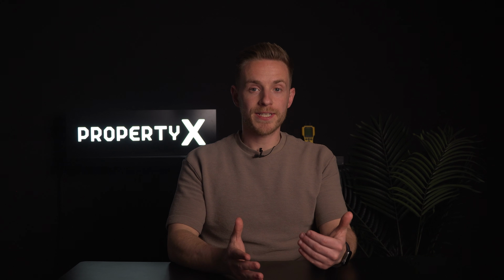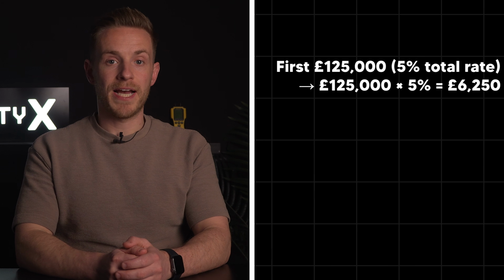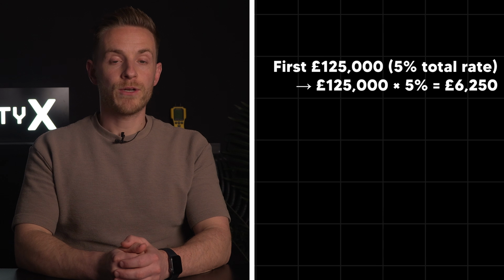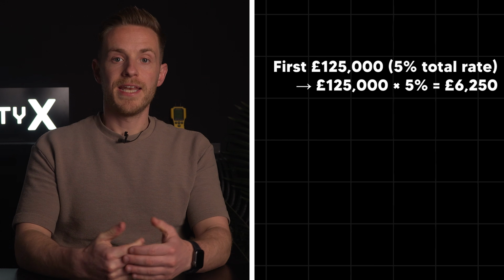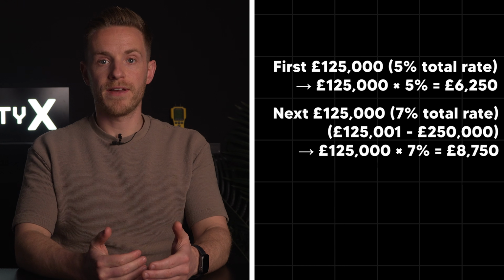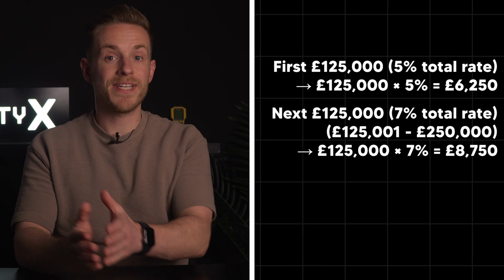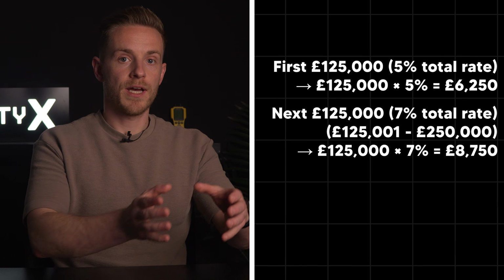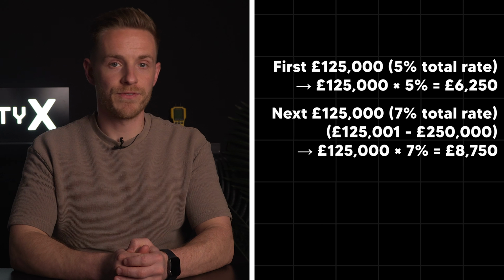In fact, to give you a better example, the breakdown of a £300,000 investment purchase looks like this. The first £125,000, which is a 5% rate, would equal £6,250. The next £125,000 between £125,000 and £250,000 would have a 7% total rate. So £125,000 times 7% is £8,750.